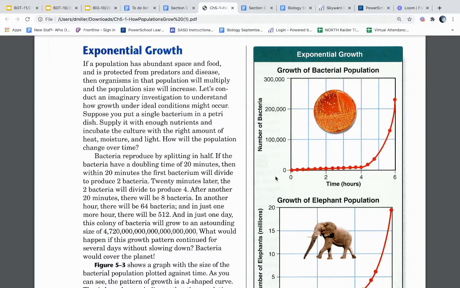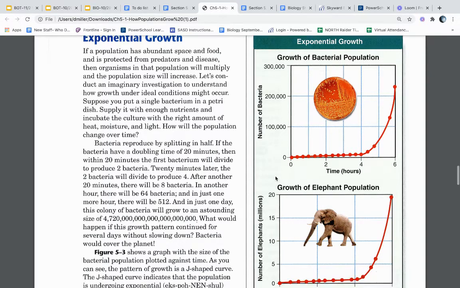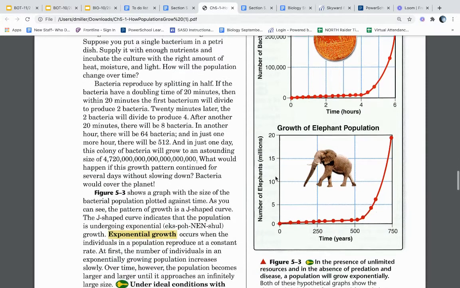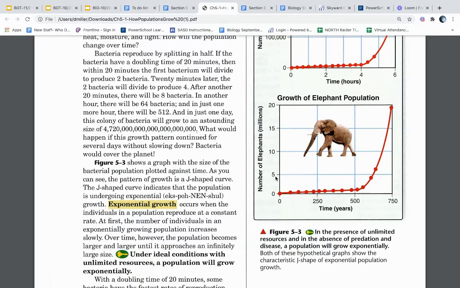Suppose you put a single bacterium in a petri dish. Supply it with enough nutrients and incubate the culture with the right amount of heat, moisture, and light. How will the population change over time? Bacteria reproduce by splitting in half.